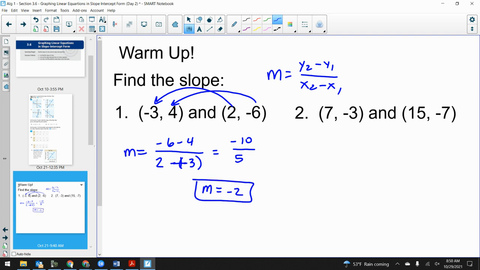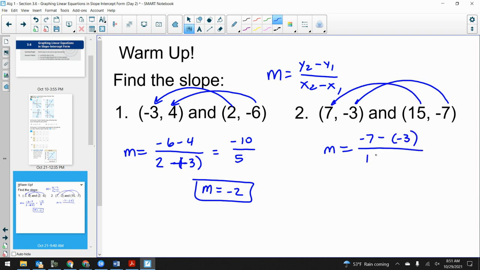Looking at my second problem. Same thing. M is equal to y2 minus y1. -7 minus -3 over 15 minus 7. So that is, okay, that's a big plus sign. -7 plus 3 is a -4. 15 minus 7 is 8. -4 divided by 8 is a -1/2.